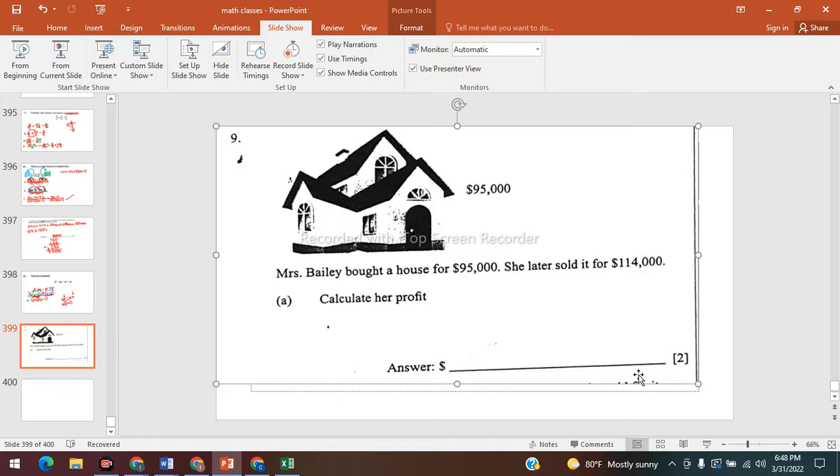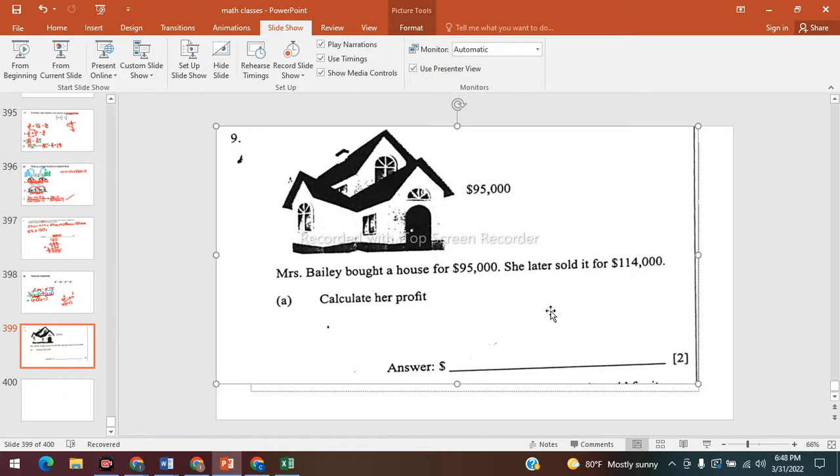How much did she buy it for? She bought the house for 95,000, and then she later sold it for $114,000. So you subtract those two quantities, right? Yeah, that's how you do it. I got the same thing. 19,000? Yeah. Alright, so let's actually do it.